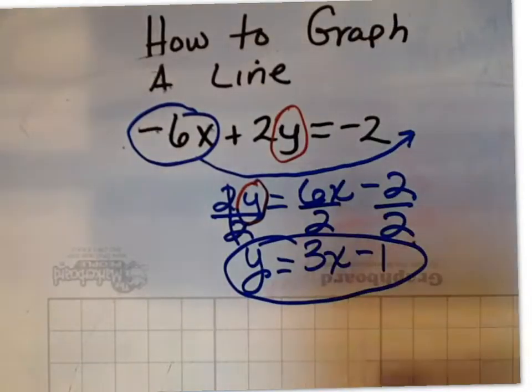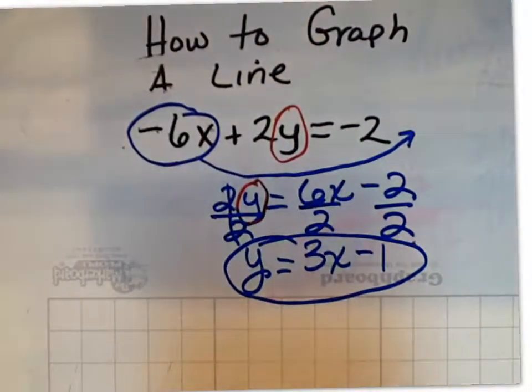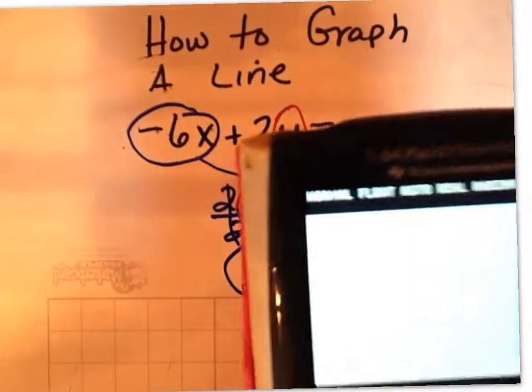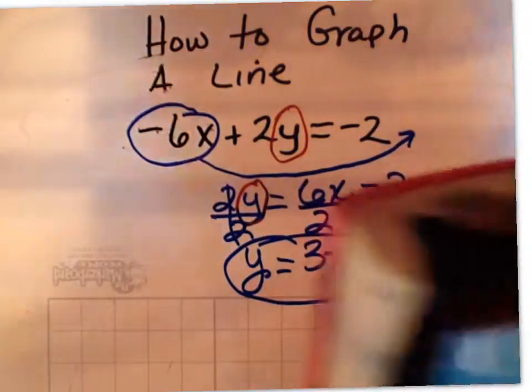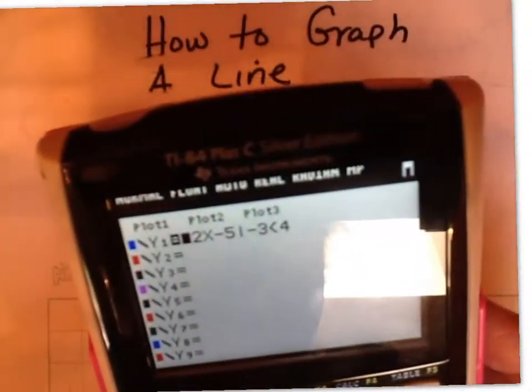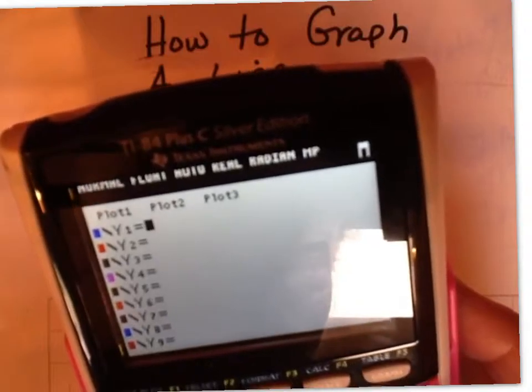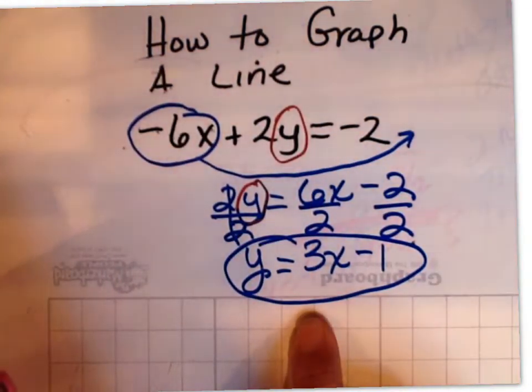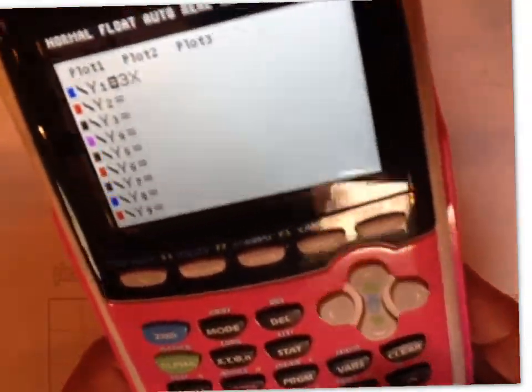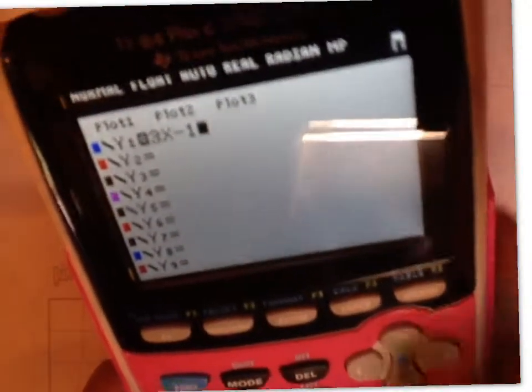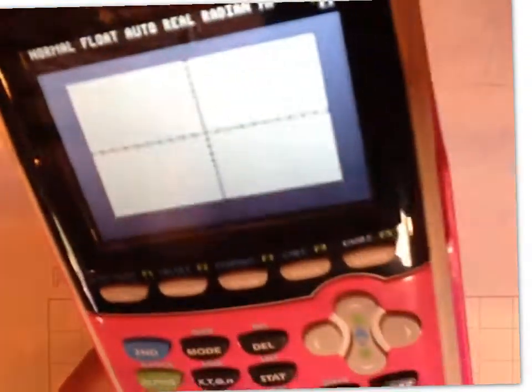So like anything else, to graph on a calculator, first of all, turn your calculator on. If you're going to graph, you're going to go to y equals. Make sure you clear everything out. And we're just going to put our equation in there, 3x minus 1. So 3x next to the green alpha button, minus 1, and then I hit graph.